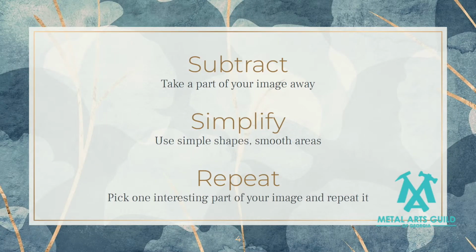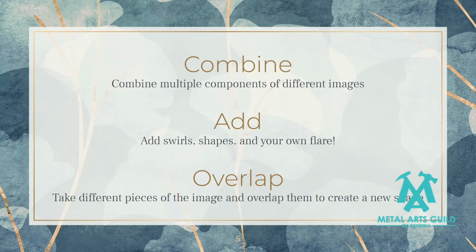So there are a few different ways that you can abstract things. You could subtract part of your image away, simplify your image by using simple shapes, smooth out areas, repeat one interesting part. You can combine multiple parts of different images. You can add your own touch with swirls and shapes or repeating motifs in your jewelry design. You can also take different pieces of the image and overlap them to create a new image.